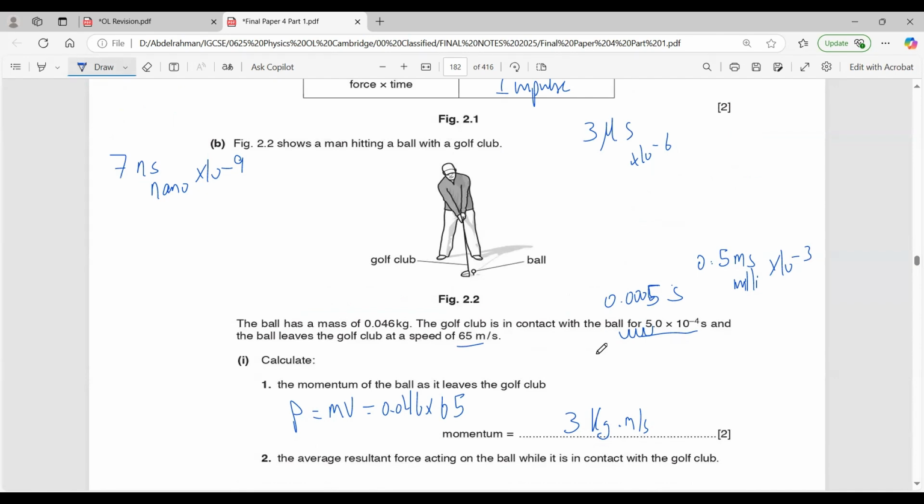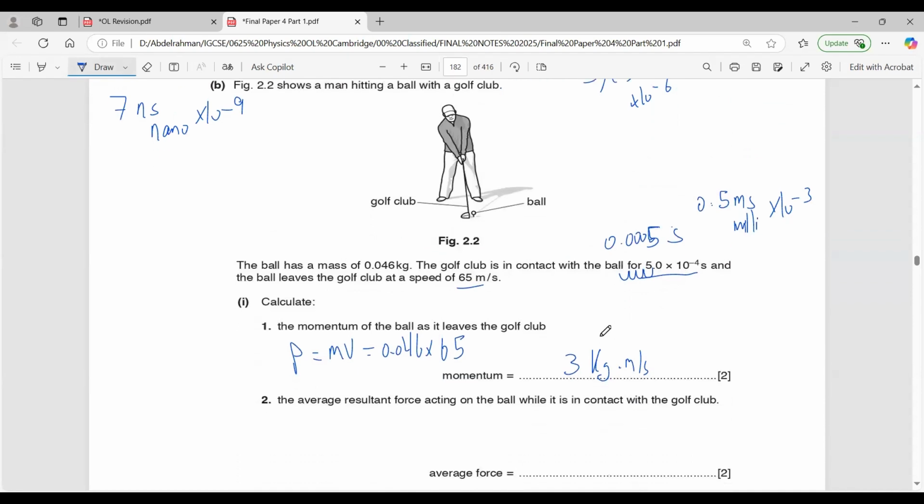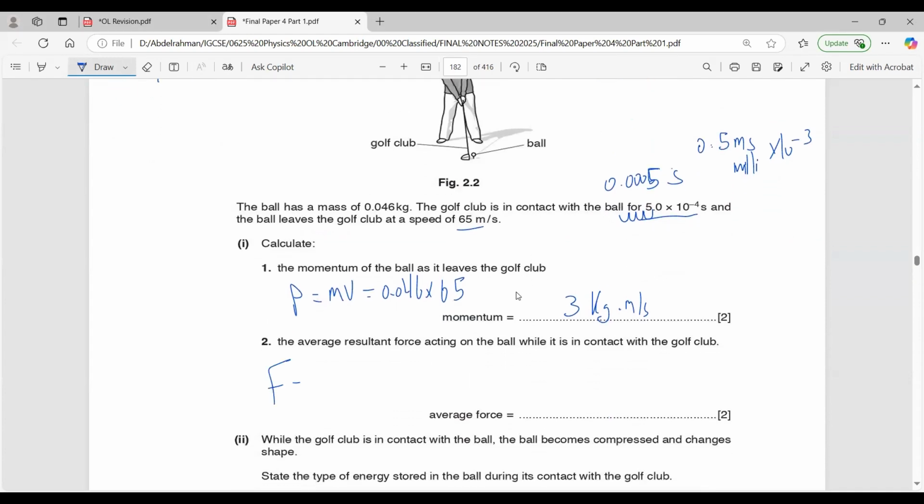So he is correct. Can you find the resultant force? Yes. To find the force, it is impulse over time. You have the impulse, which is the change in momentum. Do you have the change in momentum? Yes, because initially the ball was at rest, and finally the ball has a momentum of 3. So the change in momentum, the impulse, is 3 minus 0, which is basically 3, over 5 times 10 to the negative 4.